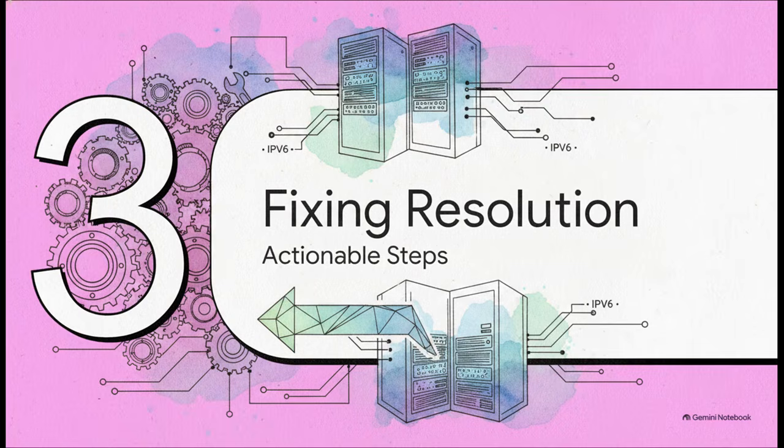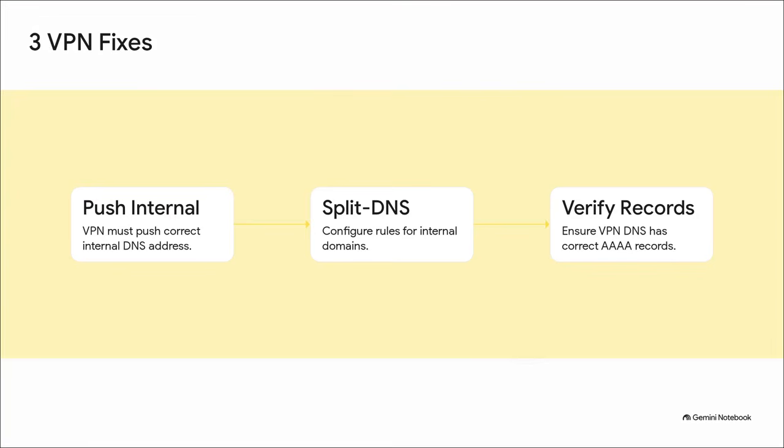All right, let's move on to Section 3, Fixing Name Resolution. Because finding the problem is really only half the battle, right? Now we have to actually implement the fixes outlined by Virtualization Options LLC to guarantee stability across your dual-stack environment. The manual gives us this super clear, strict 3-step checklist to align VPN configurations.